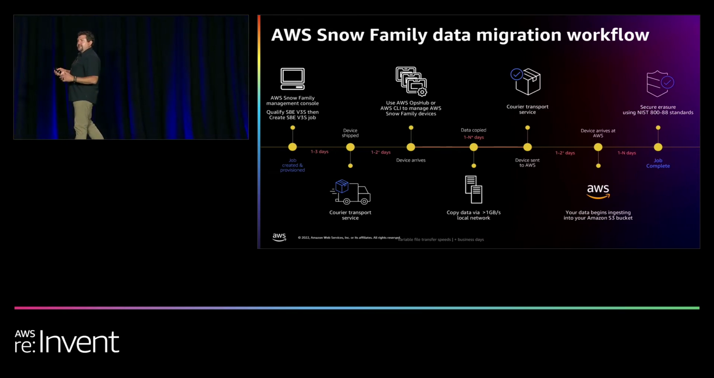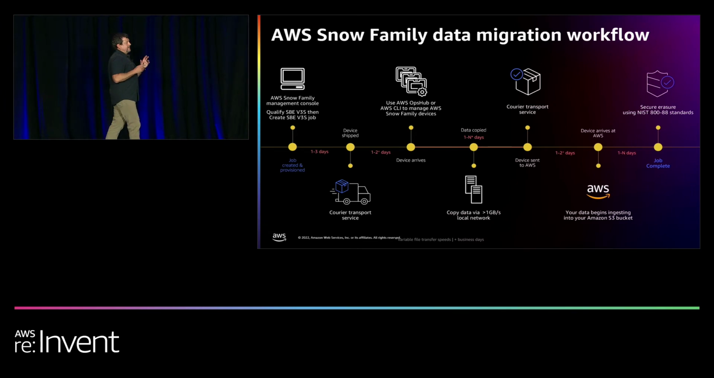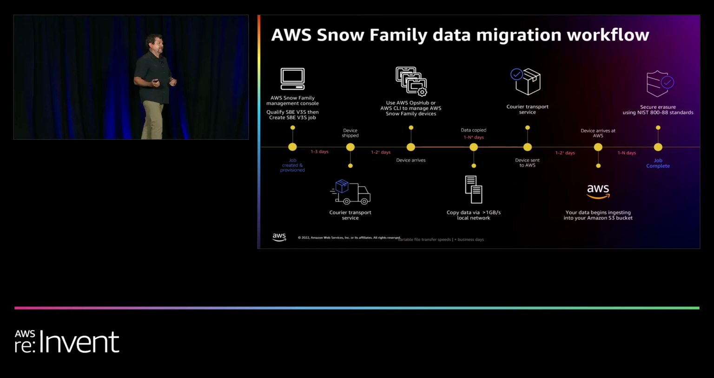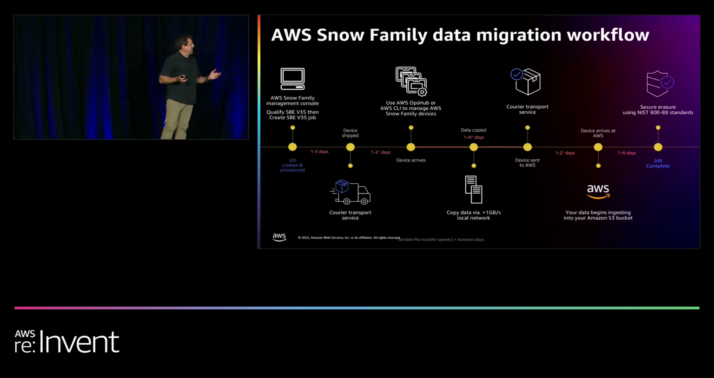On average, most of the steps in this timeline take about 1 to 3 days, but there are 2 exceptions to that: the time that it takes to copy the data onto the device and the time that it takes to copy the data off the device when it's received by AWS. And the reason those are variable is there's just a whole number of different considerations about what impacts the amount of time to copy to and from the device, and I'll talk about that.